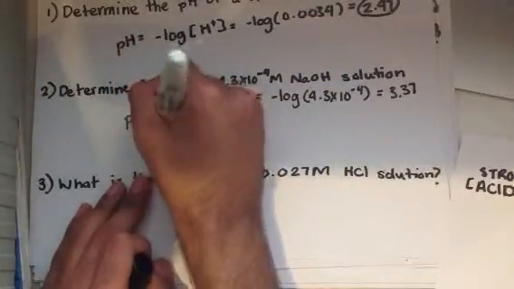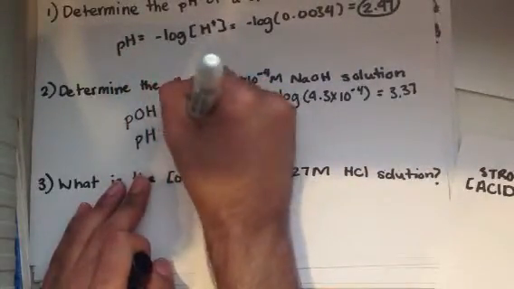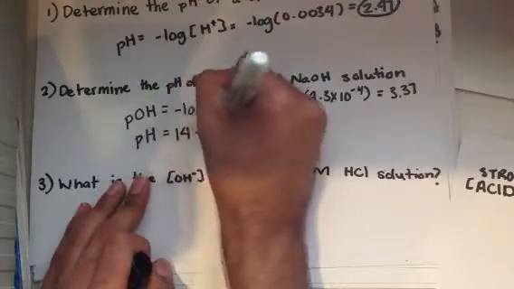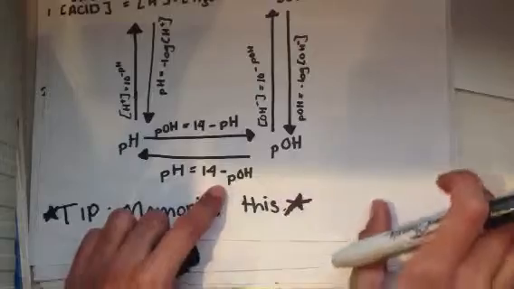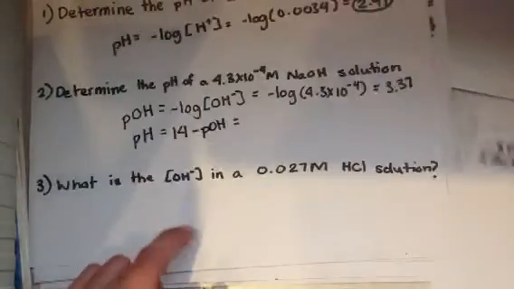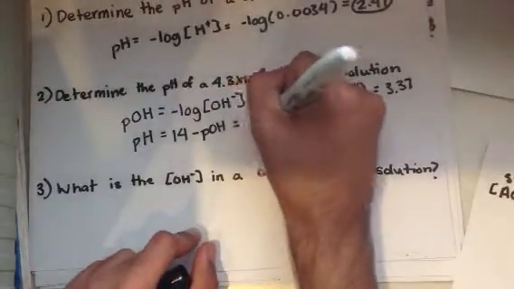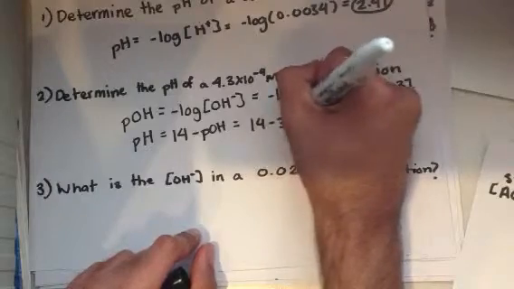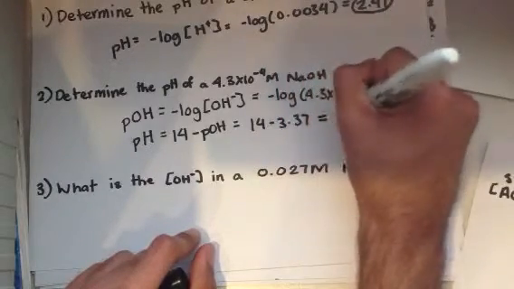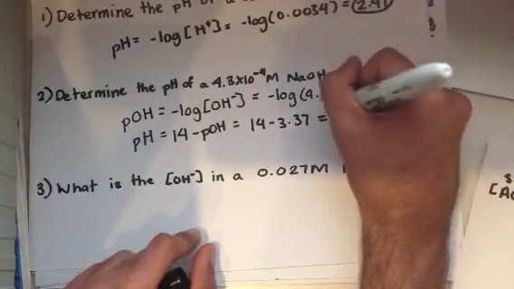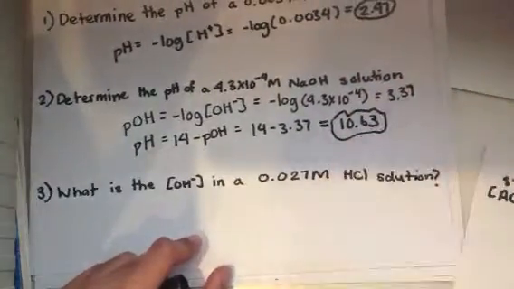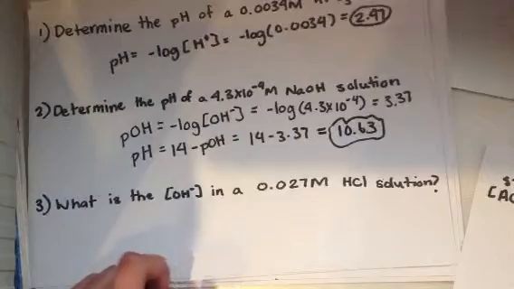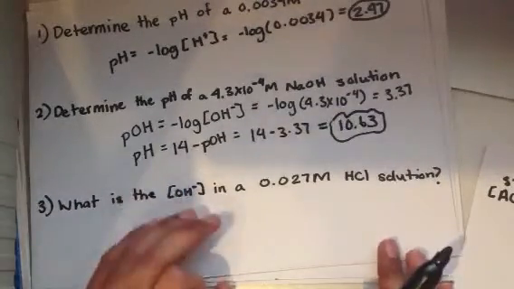Next, we can find the pH using our horseshoe, 14 minus pOH. So all of these questions can be solved using the horseshoe. Right now I'm just going from pOH to pH, and so 14 minus 3.37, which equals 10.63. So that's good because this is in fact a base, and bases are greater than 7, and this one here is a fair bit greater than 7.